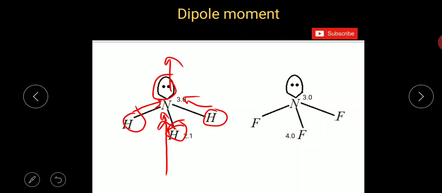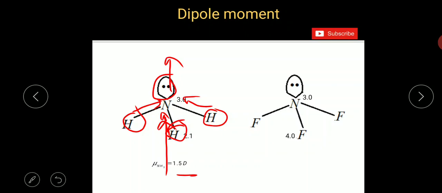As dipole moment is a vector quantity, the net dipole moment of these two will be the sum of the two dipole moments. If you find the dipole moment of ammonia, we get 1.5 D. D is the unit of dipole moment. And come to NF3, nitrogen trifluoride.